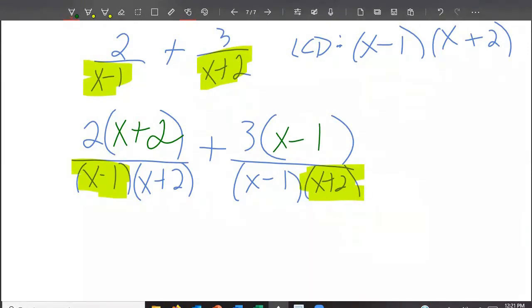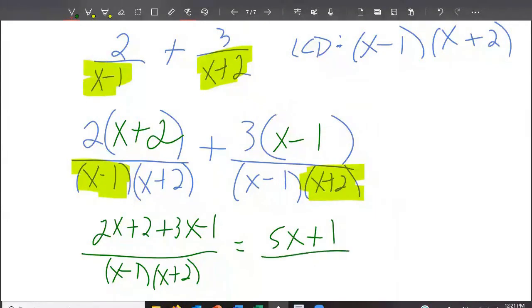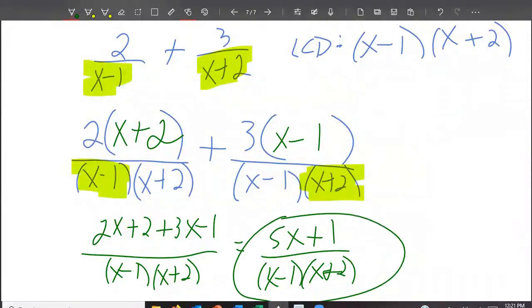Now we're going to do the distributive property. 2x plus 2 plus 3x minus 1 over x minus 1, x plus 2. Combine like terms. And we get this. All I can do, which is a lot, but still.